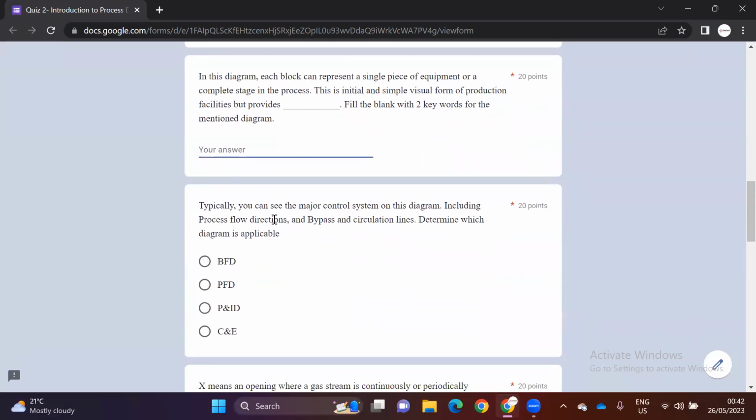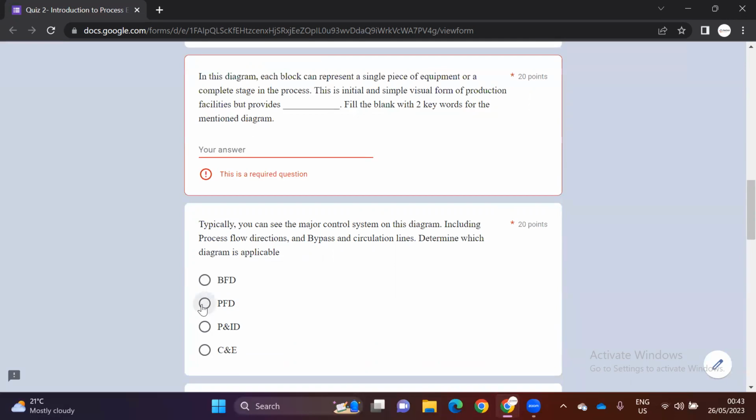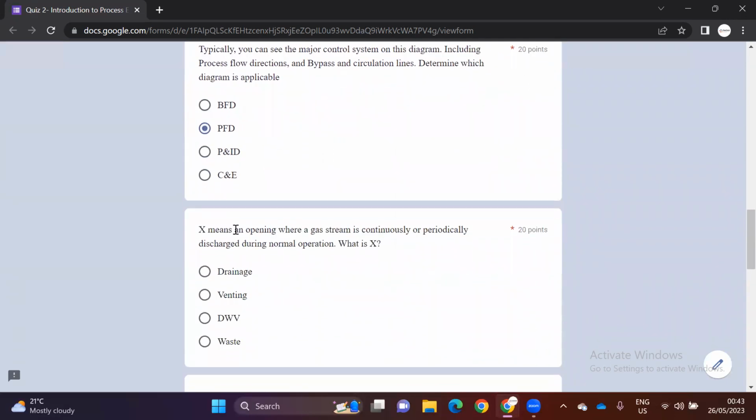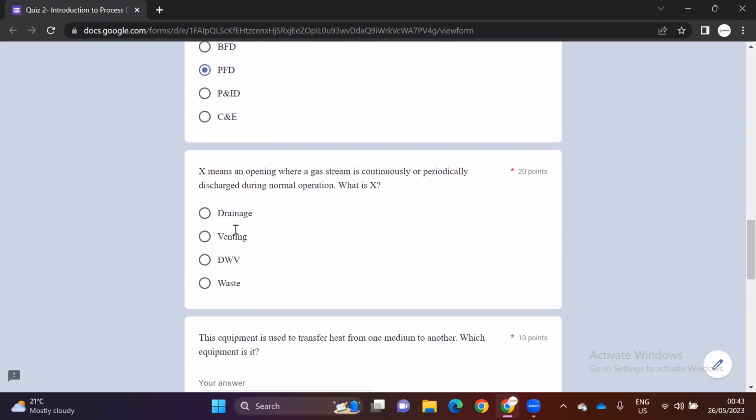Let's go to the next question. Typically, you can see the major control systems on these diagrams, including process flow directions, bypass, and circulation lines. Actually, you can see this type of thing on PFD and also P&ID, but it says major control valves. Therefore, we'll choose PFD. Next question. X means an opening where a gas stream is continuously or periodically discharged during normal operation.